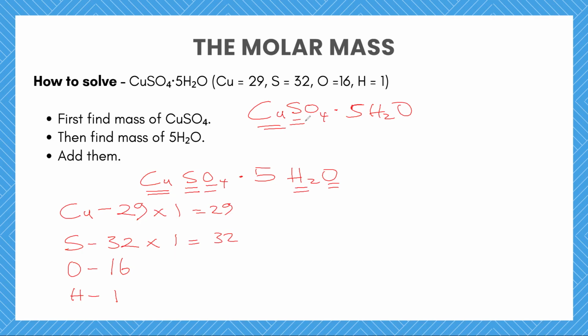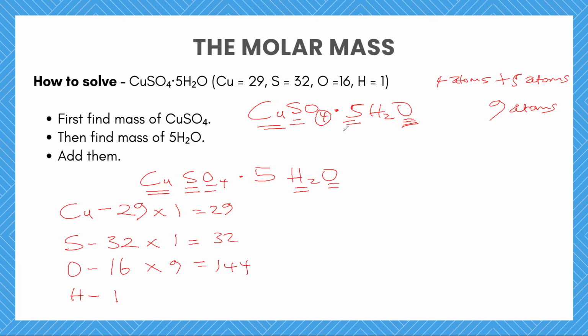Now, next element we have is oxygen. How many atoms of oxygen do we have? We can see oxygen having a subscript of 4 over here, which means we have 4 atoms at first. And then over here we have the symbol of oxygen as well. And there is a coefficient of 5 that affects it. So that becomes 4 atoms plus 5 atoms, which becomes 9 atoms altogether. So we have 16 multiplied by 9. 16 multiplied by 9 gives us 144.